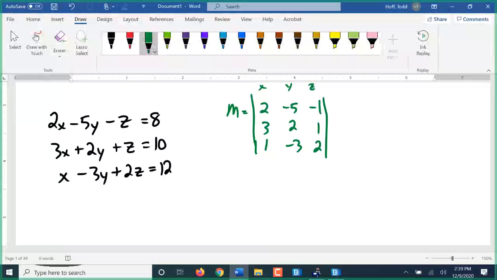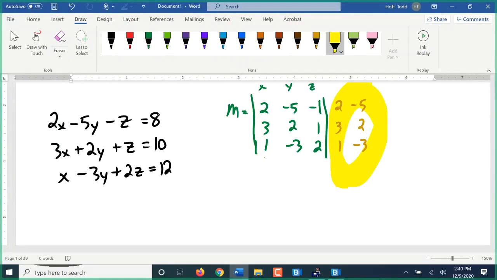And I'm just using the straight brackets because I know that we're going to have to find the determinant of this anyway. Let's go ahead and we will rewrite our first two columns. So we got the 2, 3, 1 again. And then the -5, 2, -3. Now I'm going to pause there. Is there anybody that's not sure where I got these numbers from? Okay, good.